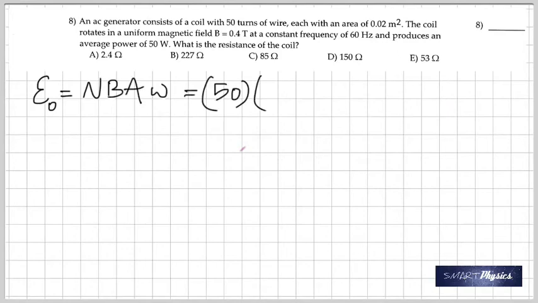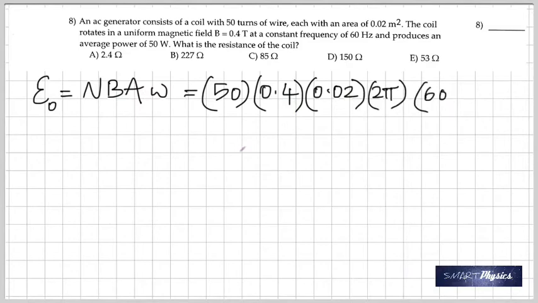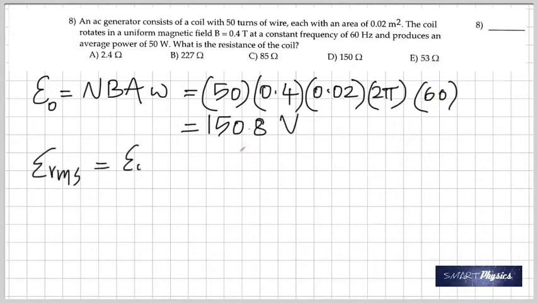This question, 50 turns. So that's the eighth one. You're asked to find the resistance of the coil. It says the average power produced is 50 watts. Now, the peak EMF is given by this quantity, NBA omega, that's the maximum. And remember that omega is 2 pi f. Once you get that, you can find the RMS because RMS is E naught by root 2.